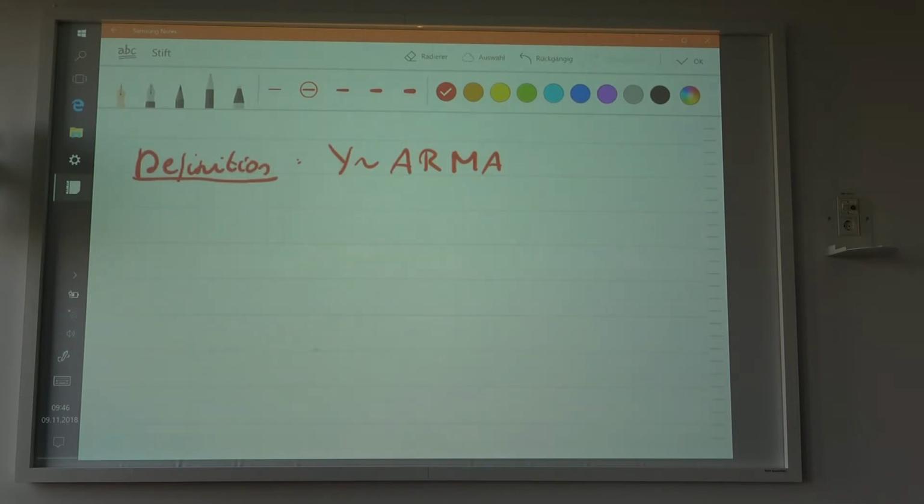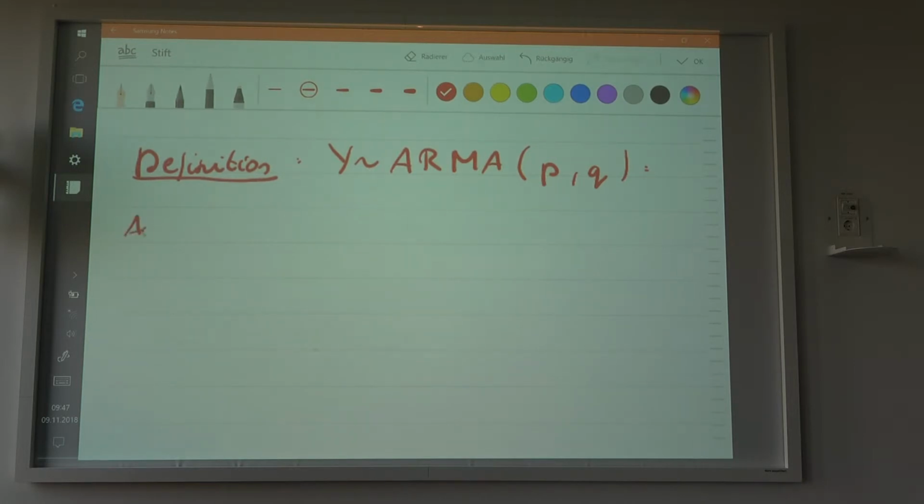Now here of course you have two orders. P refers to the lag length of the autoregression part, and Q refers to the lag length of the white noise. You understand? So you say the ARMA process, the autoregressive moving average process of order P and Q. So this is what it means.